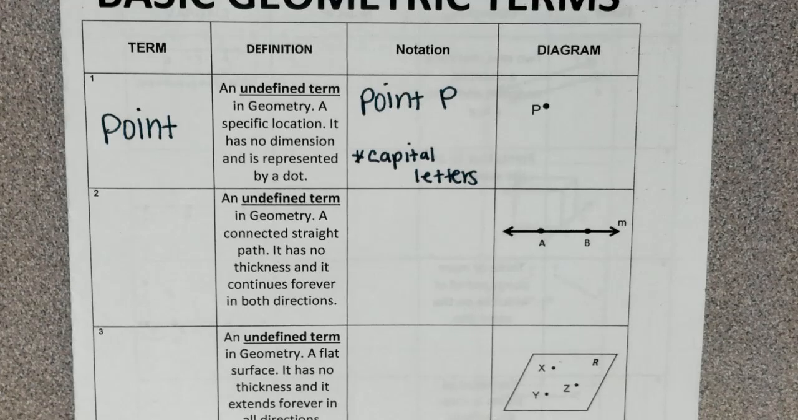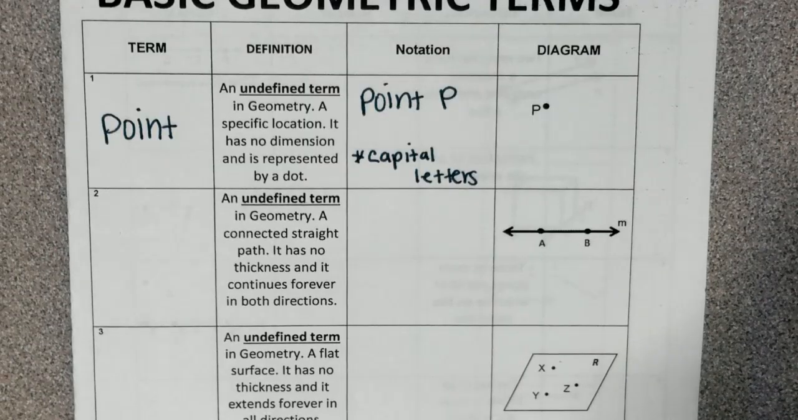The second undefined term is a line. What is a line? A line is always straight. It does not have two endpoints because a line goes on forever. It has two points that make it up though, so that is important. A line has to have at least two points. And what else?